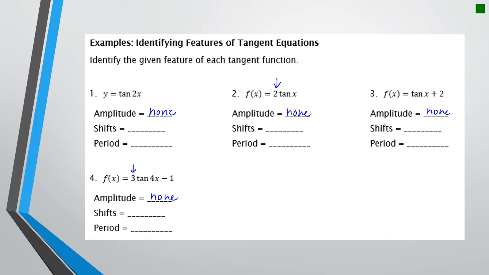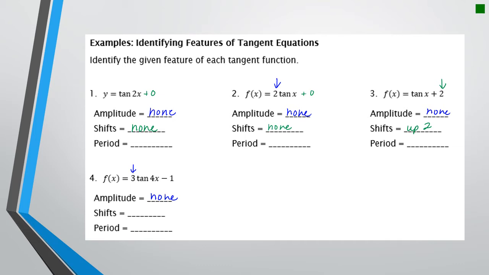But I do have to worry about vertical shifts, and that is your k number. Since there's no k number in number 1, it's like there's an invisible plus 0. It means that there are no shifts. So I'm going to also write none. For number 2, same thing. I don't have a k number, so there are no shifts. For number 3, there is a k number, and it's this 2 right here. Since it's positive, it tells me that this whole graph is going to get shifted up 2.